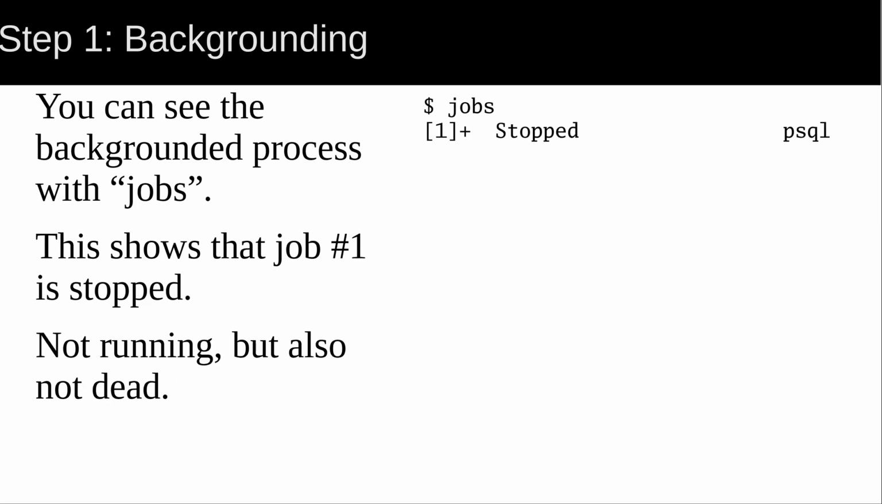So now I can ask, what do I have out there? The jobs command, not surprisingly, shows me what jobs are out there. And it'll show me 1 plus, and it'll show me stopped, which again tells me that from Bash's point of view, that PSQL is not going to accumulate any more CPU time. I haven't zapped it. It's still runnable, but it's not going anywhere.